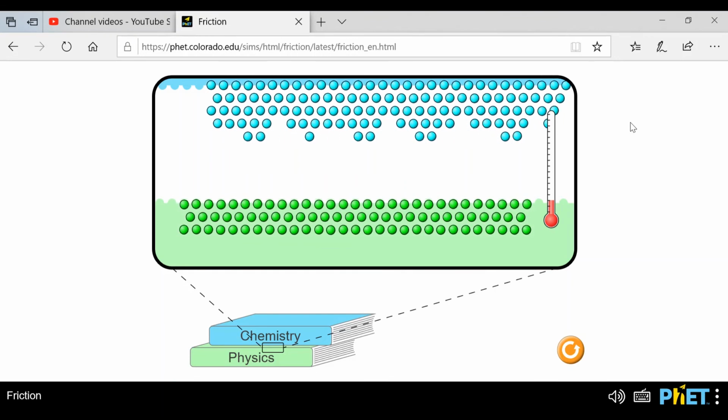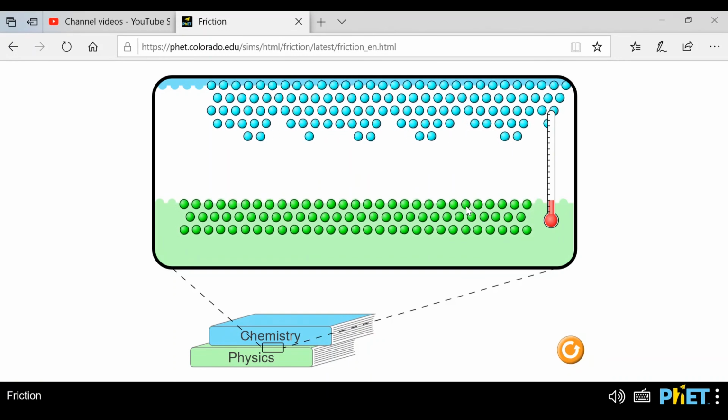This is another computer simulation program that attempts to show how friction creates thermal energy. So the situation here is we've got two books down here, a chemistry book laying on top of a physics book. And in this picture up here, this is sort of a model of what the surfaces of these two books look like. So the chemistry book atoms are shown up here in blue, and the physics book atoms are down here in the green.